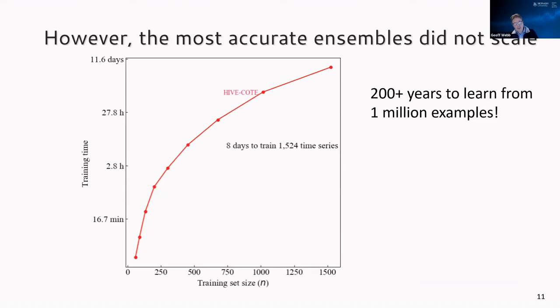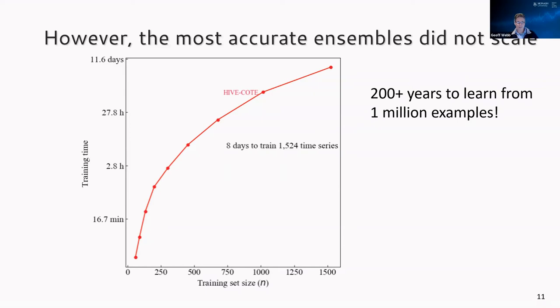So they showed that it was possible to be much, much, much more accurate than the previous specialized classifiers, but they simply didn't scale.